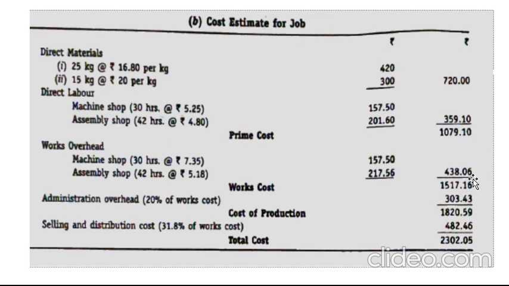So the total of it is 1,517.16. Your works cost is 1,517.16. Next you'll be finding out your administration overhead. To find out your administration overhead, the formula which you learned in the previous video is administration overhead divided by works cost into 100. So you will be using that formula.